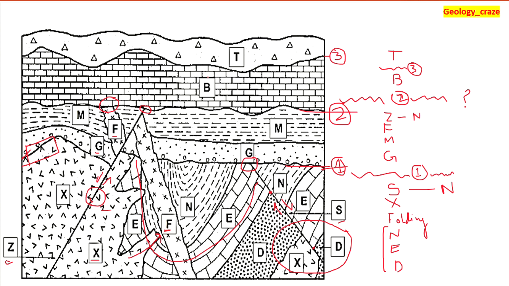So I hope you learned something from this video, because 2 or 3 things are very interesting here. That is the incline: which one is the older and which one is the younger, how we are deciding from this incline, and why this is incline. So in this way we have to interpret such types of cross sections.